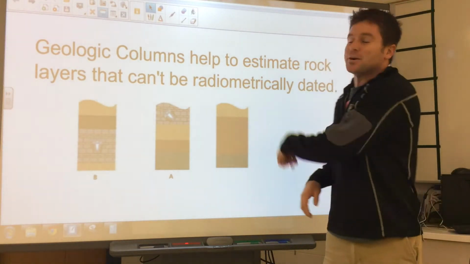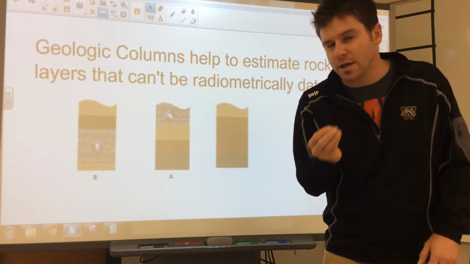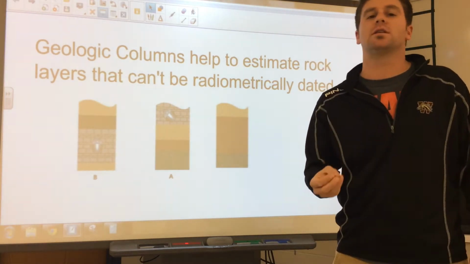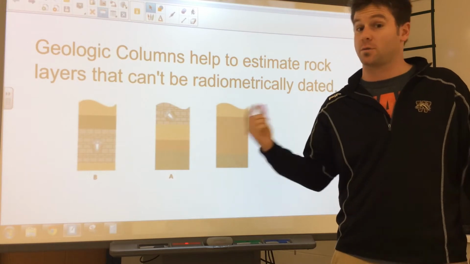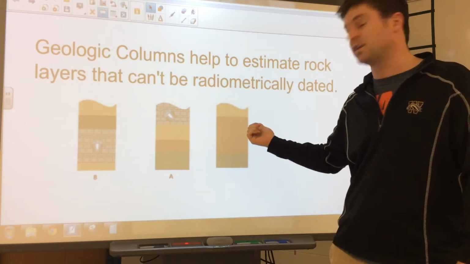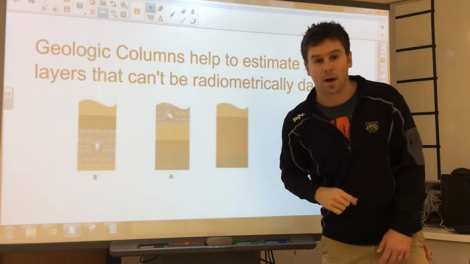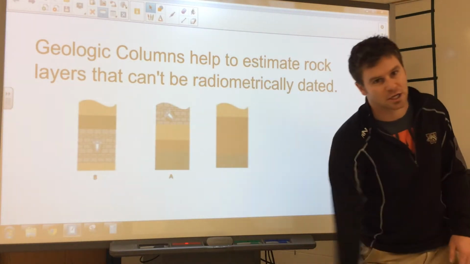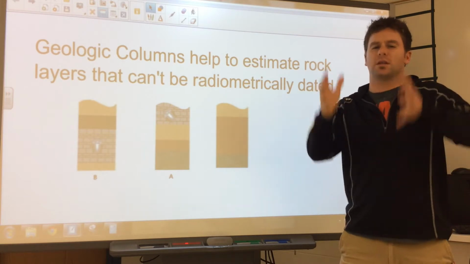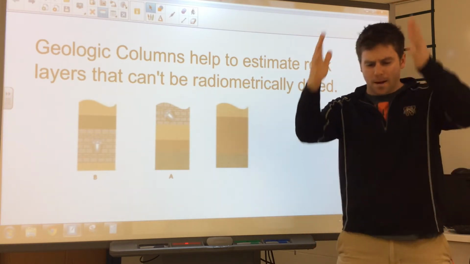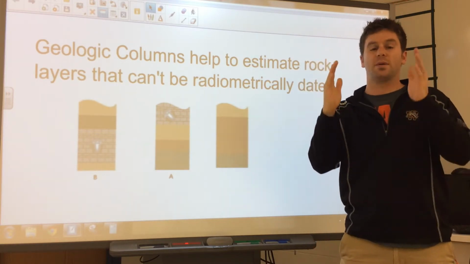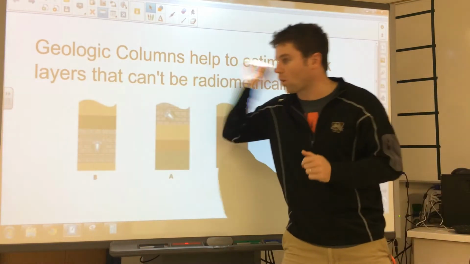So we've talked about radiometric dating only being able to be used in certain instances. If there's no radioactive material, then we can't use radiometric dating. And there's got to be a different way for us to go about dating the rock layers. So when we talk about that, we talk about these things called geologic columns, right? And those are basically just pillars of layers of soil that have been dug up in specific orders, right?